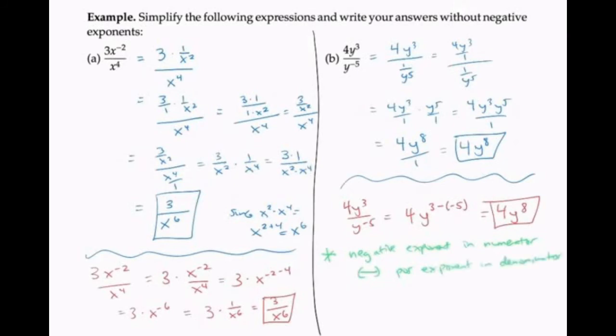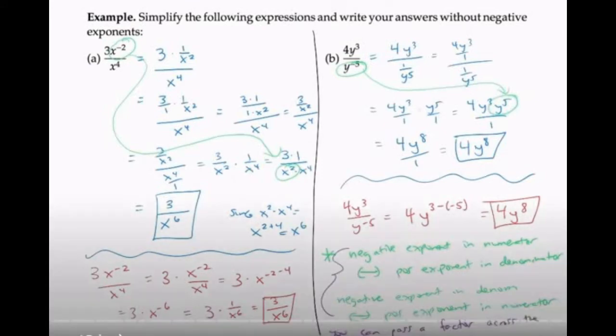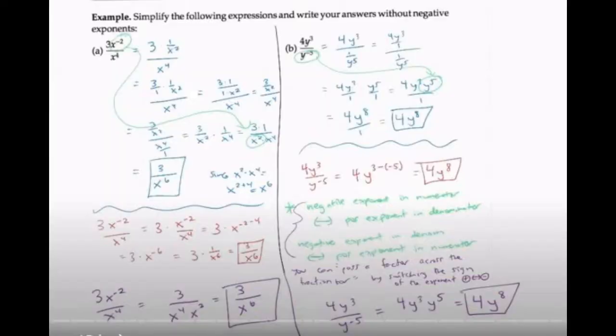For example, the x to the negative 2 in the numerator here, after some multiplications, becomes an x to the positive 2 in the denominator. A negative exponent in the denominator goes to a positive exponent in the numerator. So what happened when we had a y to the negative 5 in the denominator and translated it into a y to the positive 5 in the numerator? Sometimes people like to talk about this principle by saying that you can pass a factor across the fraction bar. We will use this principle again in the next problem.